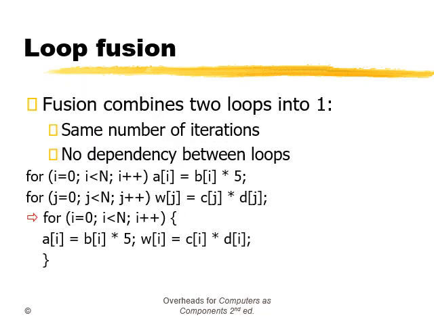Loop fusion basically combines 2 or more loops into a single loop. For this transformation to be legal, 2 conditions must be satisfied. First, the loops must iterate over the same values. Second, the loop bodies must not have dependencies that would be violated if they are executed together. For example, if the second loop's ith iteration depends on the result of the (i+1)th iteration of the first loop, the two loops cannot be combined.